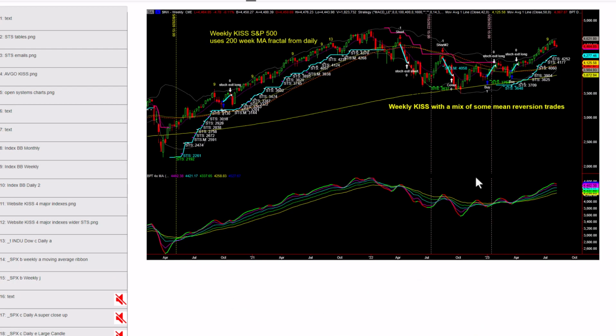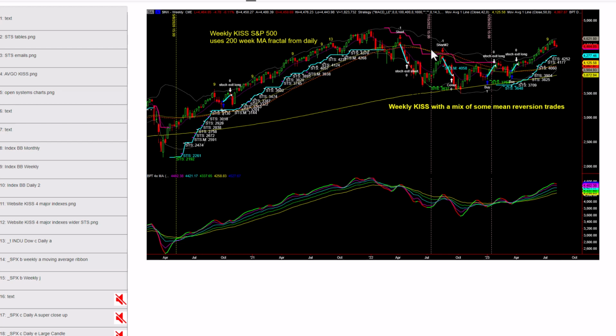Next. Chart number 16, here's the KISS trend system for the S&P on a weekly time frame. Okay, as you'd expect, the weekly has a wider smart trailing stop. On the weekly, it's 42.50 essentially. It went long basically in January there.